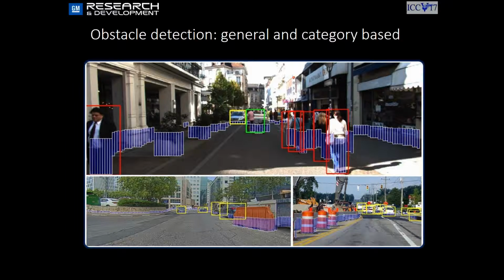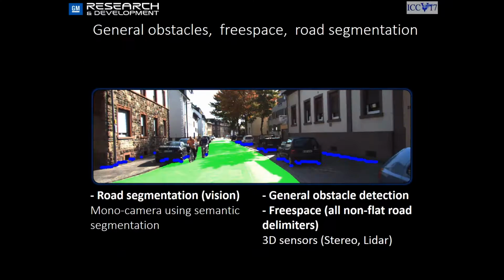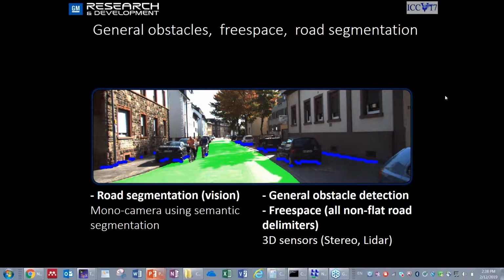And as you can see in these examples, there are all kinds of obstacles which are not detected by the regular detector because we did not learn their class, and therefore it's important to combine both technologies in onboard sensing.